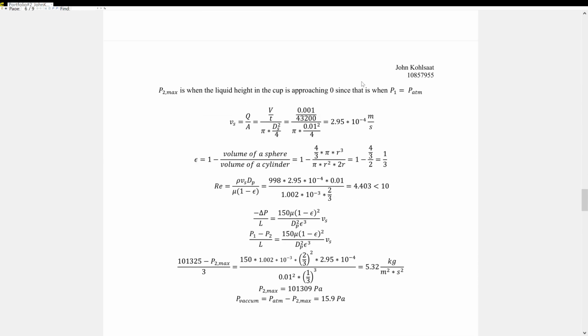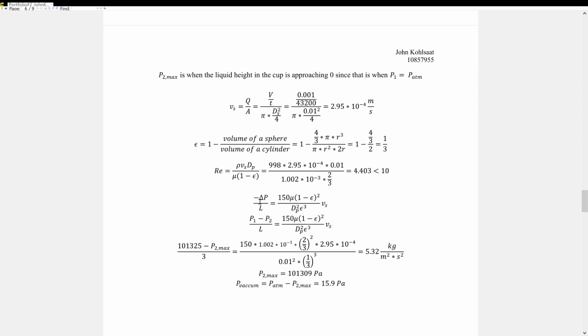First we have to find the superficial velocity, and then we can get the void fraction based on the ratio of a volume of a sphere to a volume of a cylinder. Plug that into Reynolds, which we do get as being laminar flow. Plug that into the laminar flow equation to then get a P2 max of 101,309 pascals, which is a vacuum pressure of 15.9 pascals.